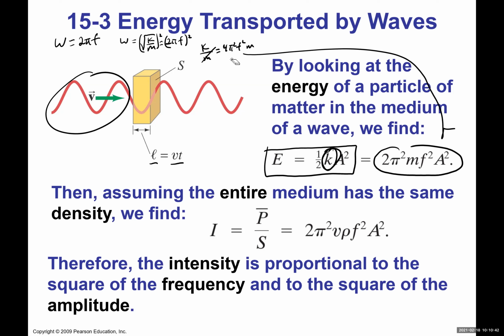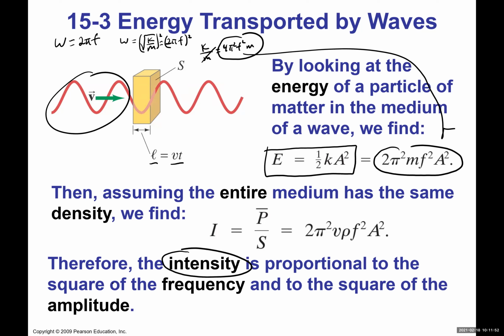The idea here is that the equation is represented in terms of the amplitude, then M represents the mass of the particles in that medium, and then the linear frequency. So this is how 1/2 K A squared was rewritten in terms of mass, frequency, and amplitude. Now, assuming that the entire medium has the same density, what we can do here is calculate the intensity.